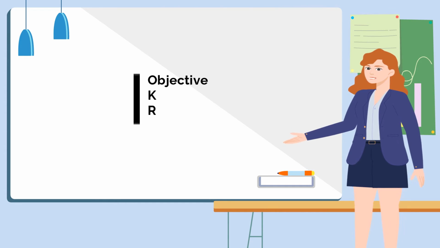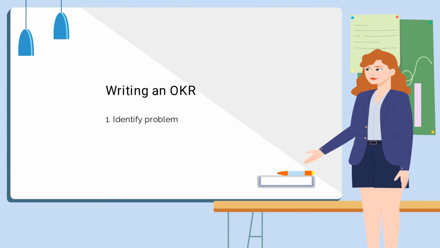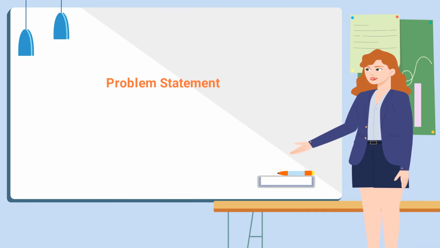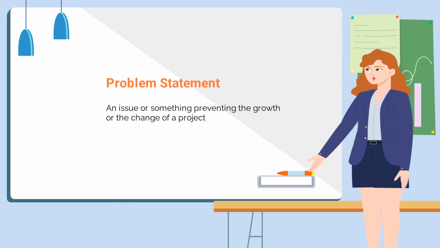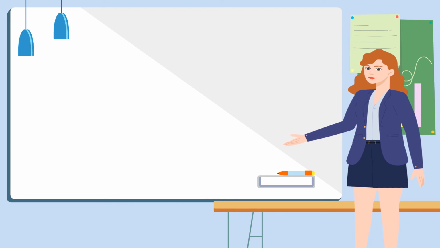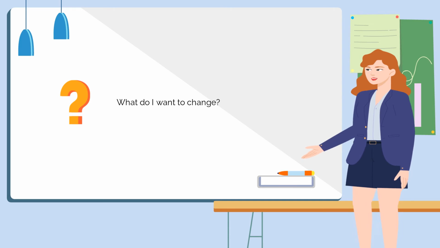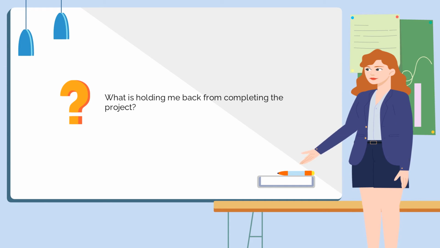The O, writing a powerful objective, begins with identifying the problem you would like to solve, or a problem statement. A problem statement defines the issue or something that prevents the growth and change or desired outcome. Some helpful questions to help yourself write a problem statement include: what do I want to change? What is holding me back from creating my ideal scenario?